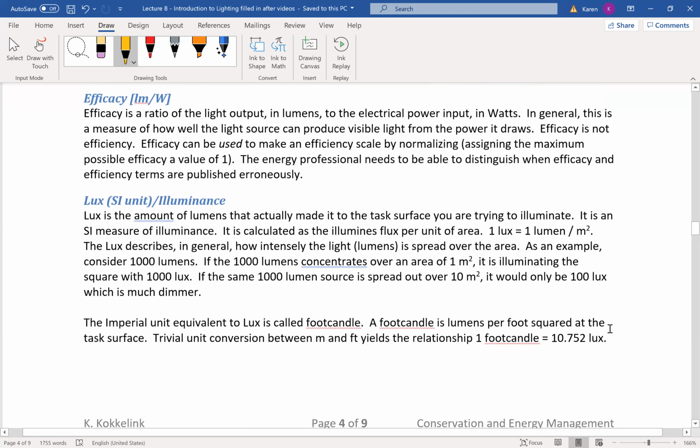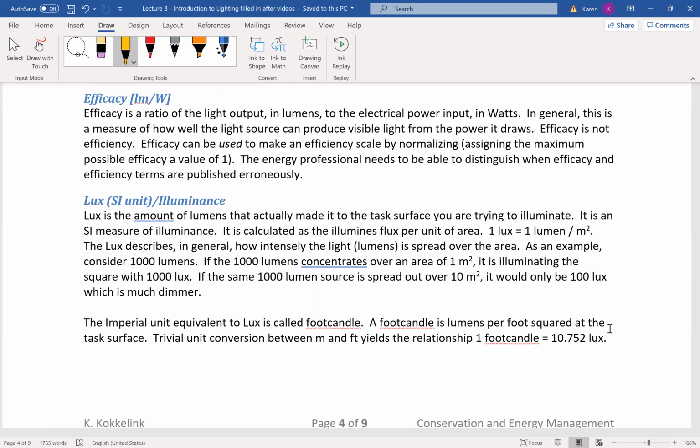Efficacy is the next measure of quantity of light. Efficacy is lumens per watt. You might say, well, efficacy is efficiency, but it's not. In order to measure efficiency, you would have to normalize. You would have to make a scale and divide by the largest number of the group that you are measuring. So you would have to normalize efficacy to get efficiency.